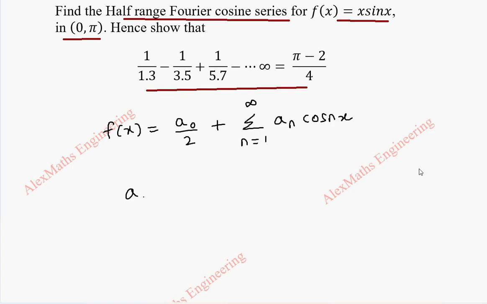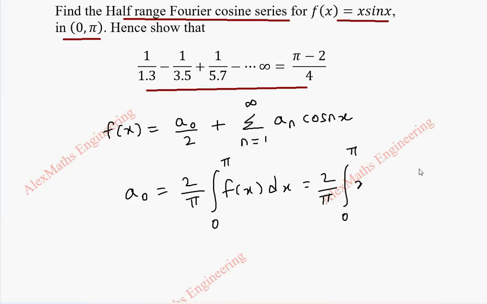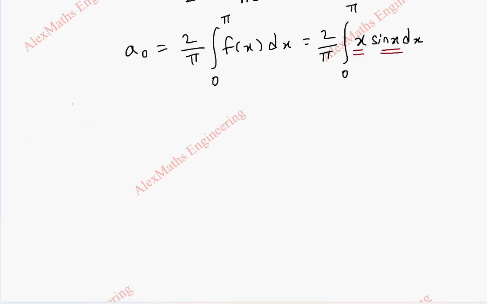Now to find a naught, we use 2 by pi integral 0 to pi f of x dx, and f of x is x sin x, which we are going to replace here. After replacing, we are going to use Bernoulli's formula to integrate this. First term is u, second term is v. Let's take it separately: u equal to x and v equal to sin x.